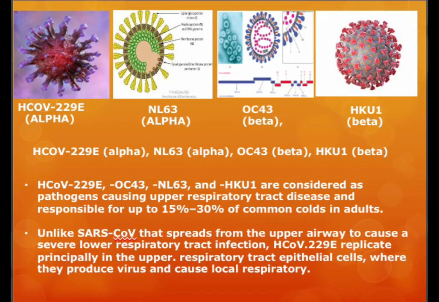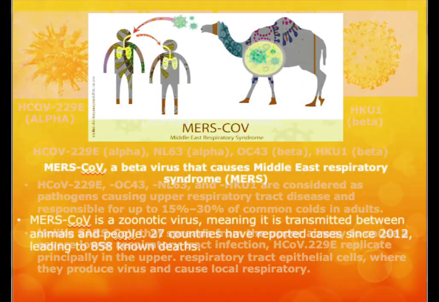Unlike SARS-CoV that spreads from the upper airway to cause a severe lower respiratory tract infection, HCoV-229E replicates principally in the upper respiratory tract epithelial cells, where they produce virus and cause local respiratory illness.